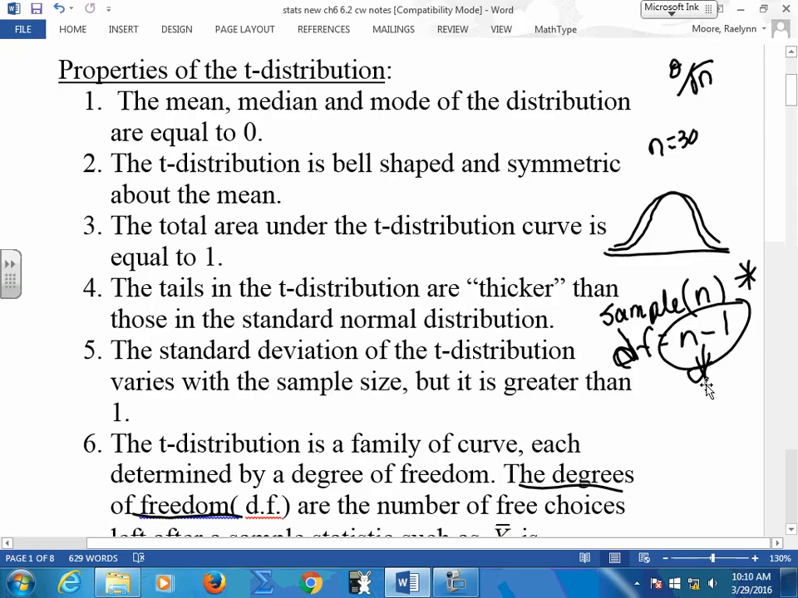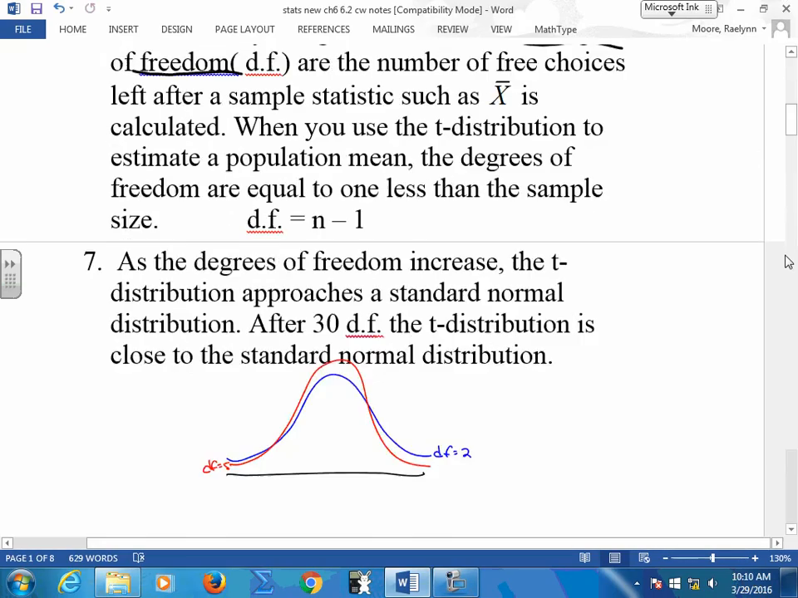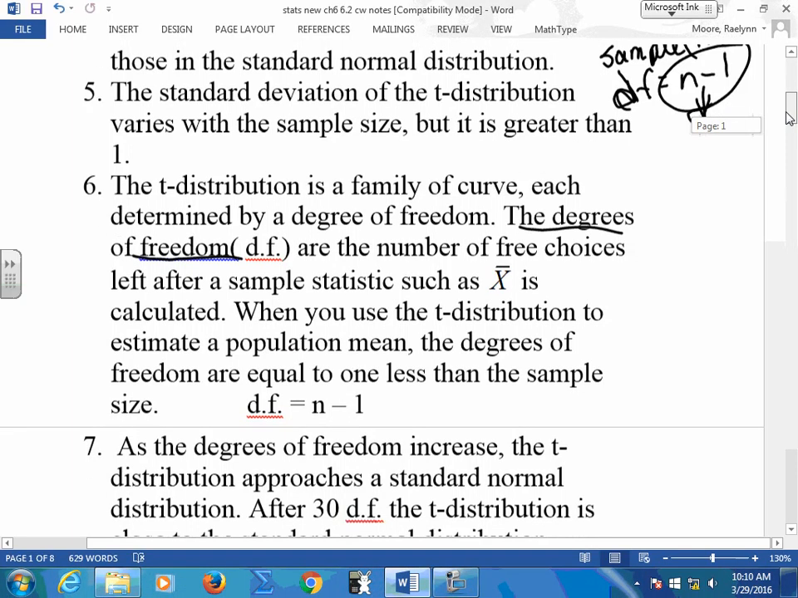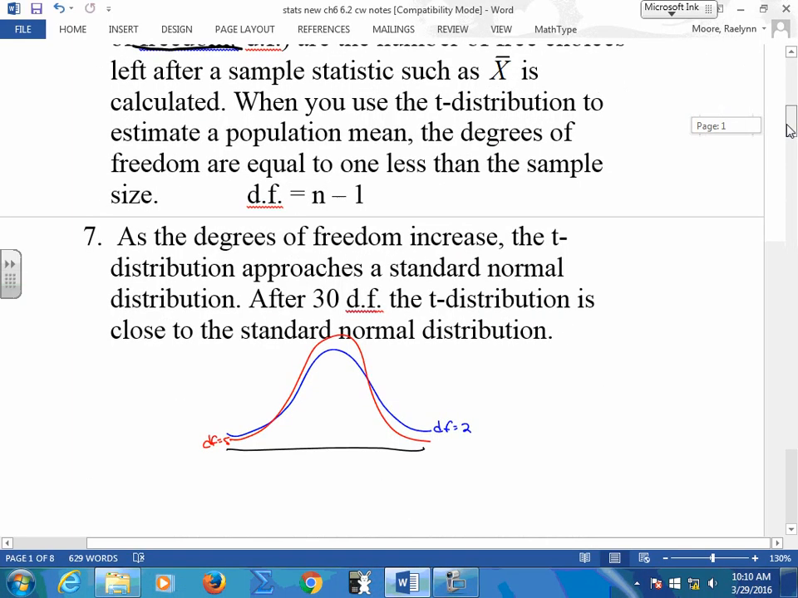We're going to use a different table than your table 4, and you're going to see the degrees of freedom, which is what's nice about this, because your table helps you remember you have to use degrees of freedom.